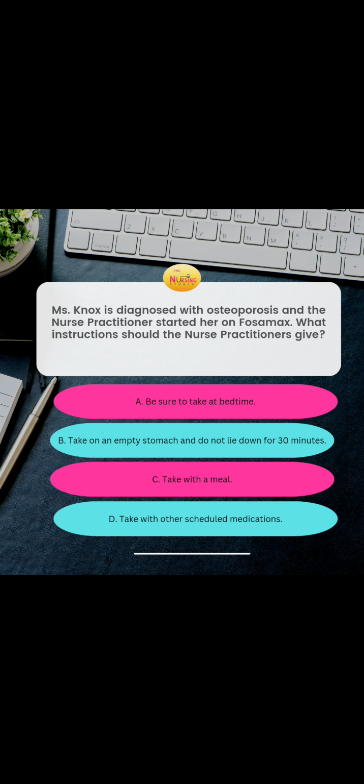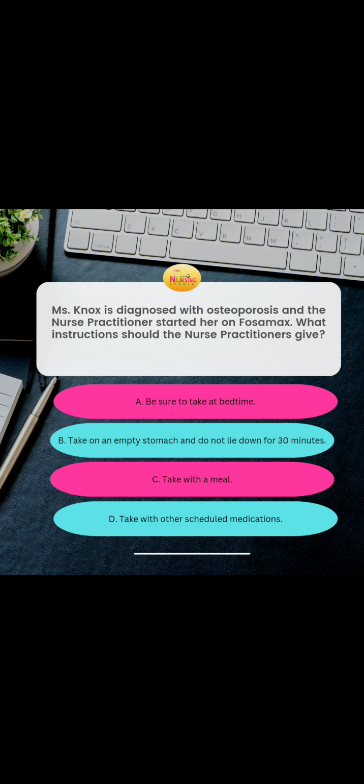Okay, so again, stem of the question states, what instructions should the nurse practitioner give? So what are we dealing with? Ms. Knox was diagnosed with osteoporosis. The NP started her on Fosamax. So what instructions do we give for Fosamax? All right. Is it A, be sure to take at bedtime? B, take on an empty stomach and do not lie down for 30 minutes? C, take with a meal? Or D, take with other scheduled medications?